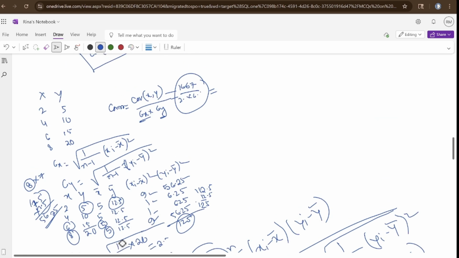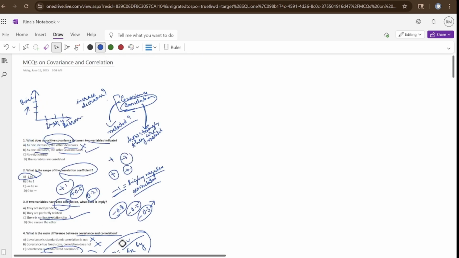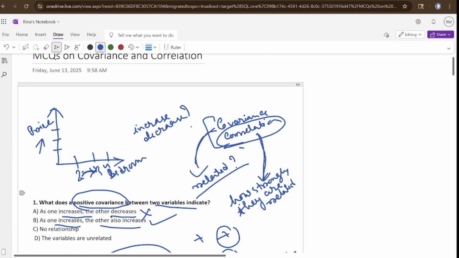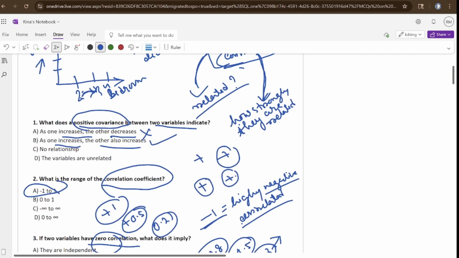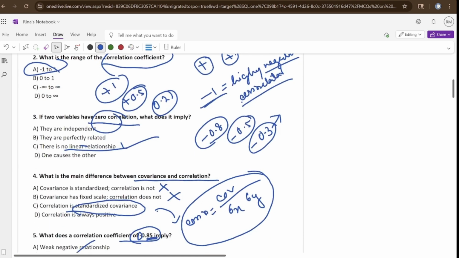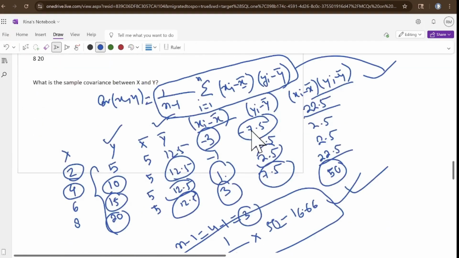Fine. So let's recap the whole thing. To know the relationship between two variables, we have to use either covariance or correlation. Covariance tells you whether they are related or not, but correlation also tells you how strongly they are related. The correlation coefficient can be from -1 to +1. +1 means highly positively correlated. -1 means highly negatively correlated. The formula for covariance is this one, and the formula for correlation is a bit different. That is why in correlation the unit is removed.